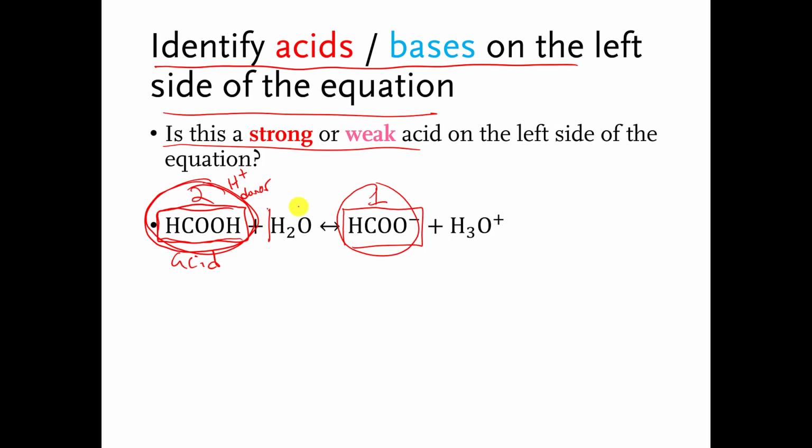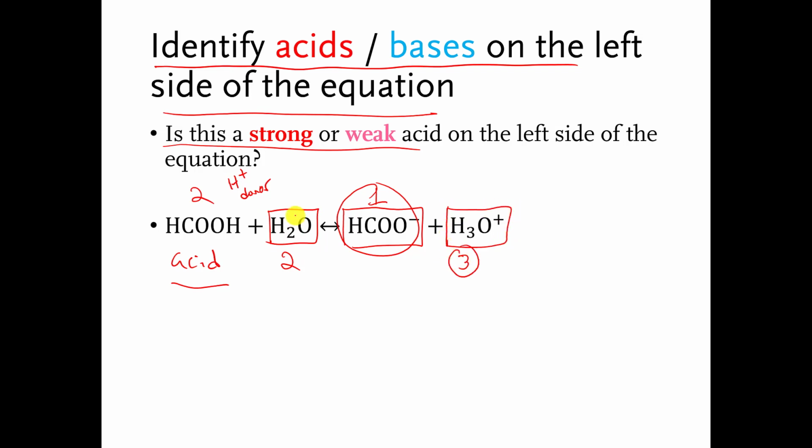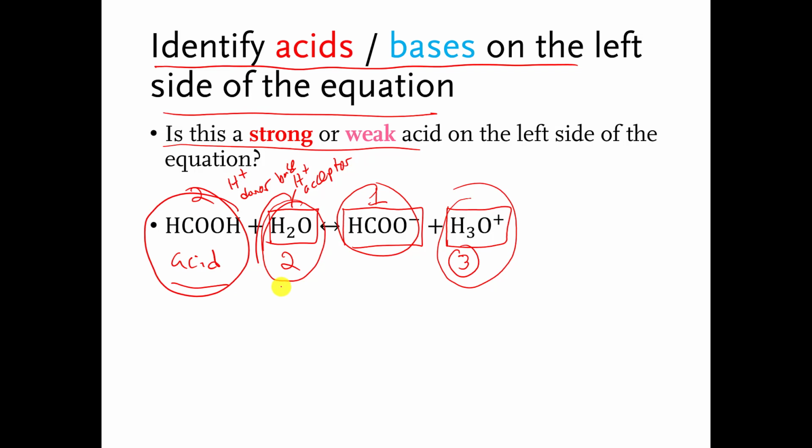And obviously, if this is an acid, this must be a base, but let's just think through this to make sure. The water starts with how many hydrogens? Well, it starts with 2. Ends up with how many hydrogens? Ends up with 3. So if this started with 2 hydrogens and ended up with 3, this must have accepted an H+, which means this must be the base. So this is the acid on the left, this is the base on the left, and that's how we figure it out.